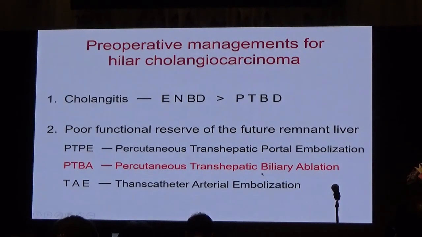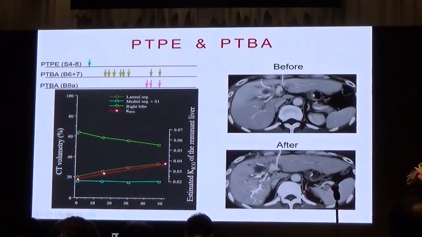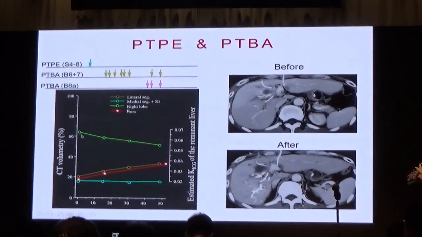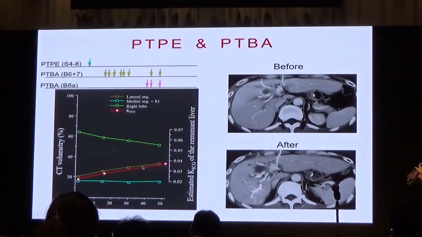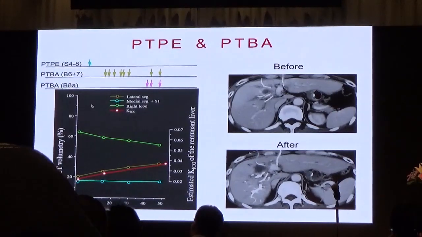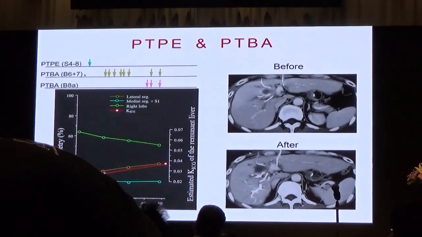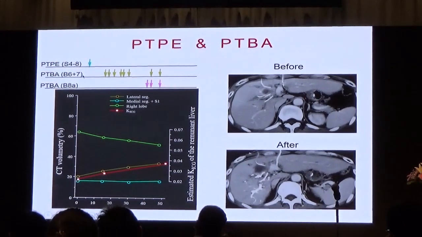Here you see the volume of the right lobe gradually decreased. And this is the volume of the left medial segment. And this is the volume of the left lateral section, gradually going up after both portal vein embolization and biliary ablation. This is the portal vein embolization here. And here you see biliary ablation of the posterior sectional duct.